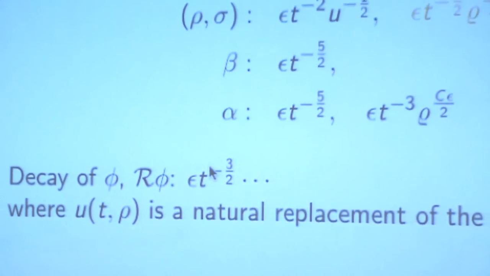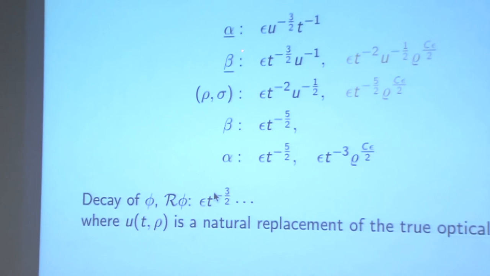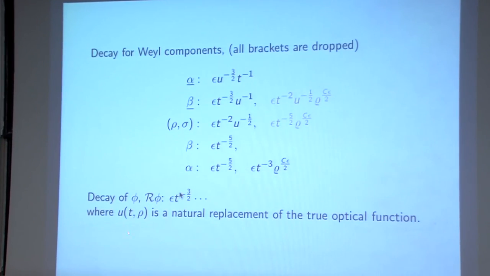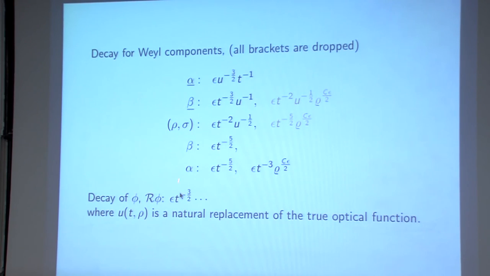So I give you the falloff of the Y component. And this u is not the optical function. This u is a natural replacement of the optical function, but there's no optical function in the work. I list these things. The first column is from the sharp energy, and there is some improvement on the other side of the energy. I don't have enough time to. I'll try.